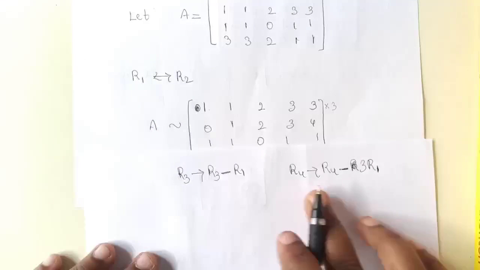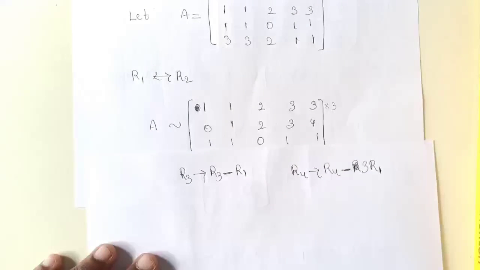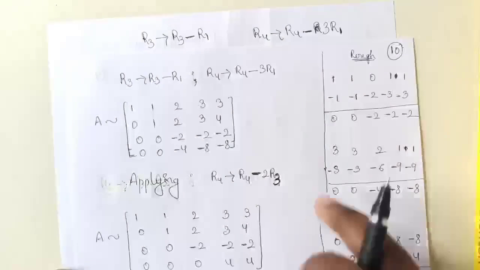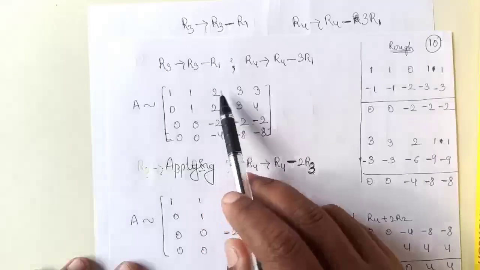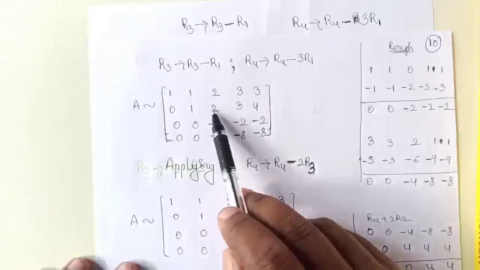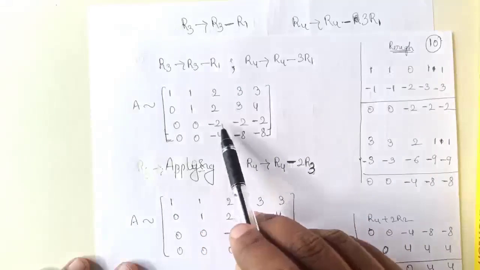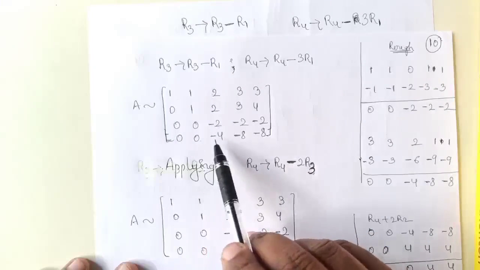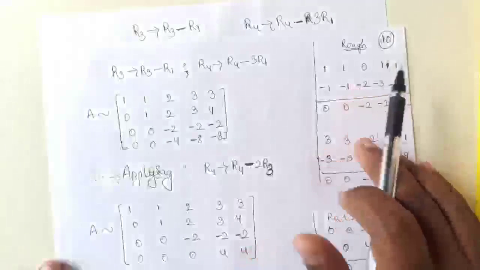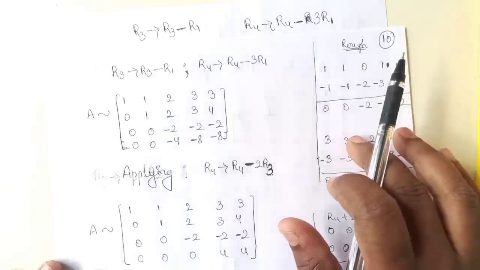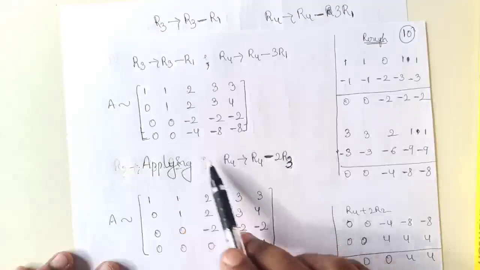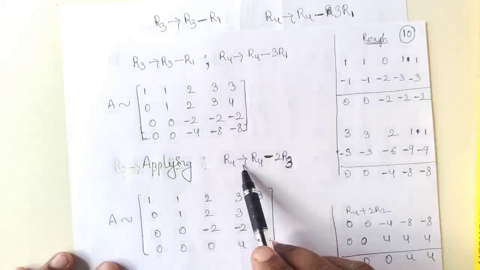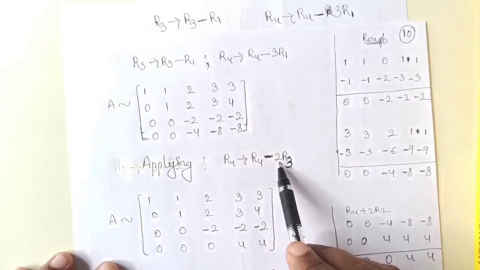So on applying elementary operations we get new elements: 1 1 2 3, 3 0 1 2, 3 4 0 0, minus 2 minus 2 minus 2 0, 0 minus 4 minus 8 minus 8. So the rough work is done here. You can note down this one. Now applying R4 is changed as R4 minus 2 R3.